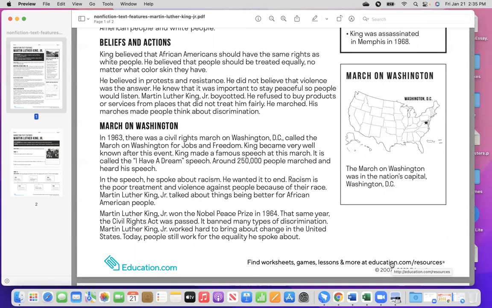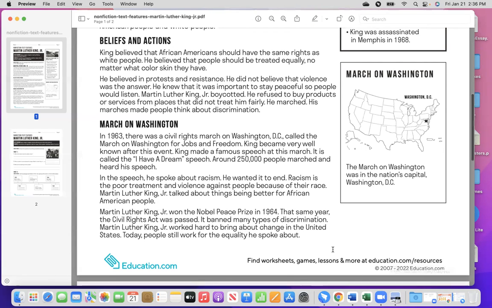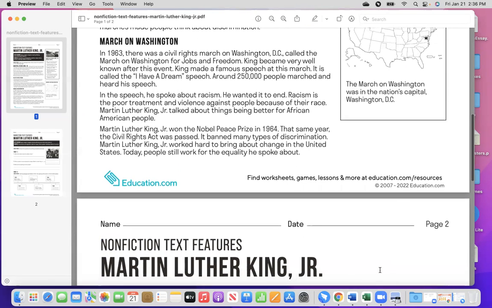Martin Luther King Jr. boycotted. He refused to buy products or services from places that didn't treat him fairly. He marched. His marches made people think about discrimination. March on Washington. In 1963, there was a civil rights march on Washington, D.C., called the March on Washington for Jobs and Freedom. King became very well known after the event. King made a famous speech at this march. This is called the I Have a Dream speech.